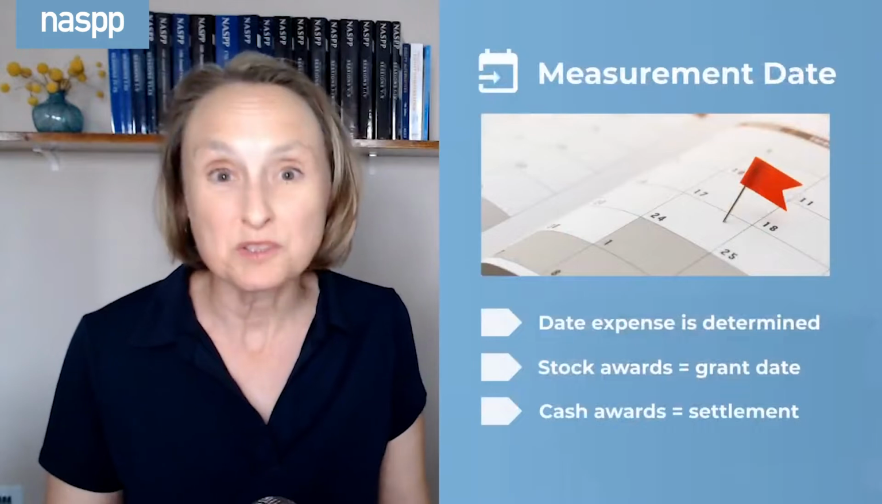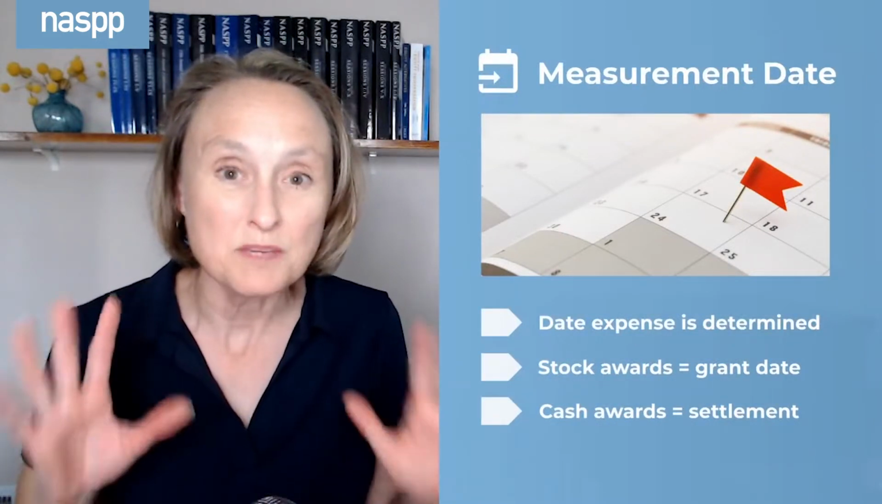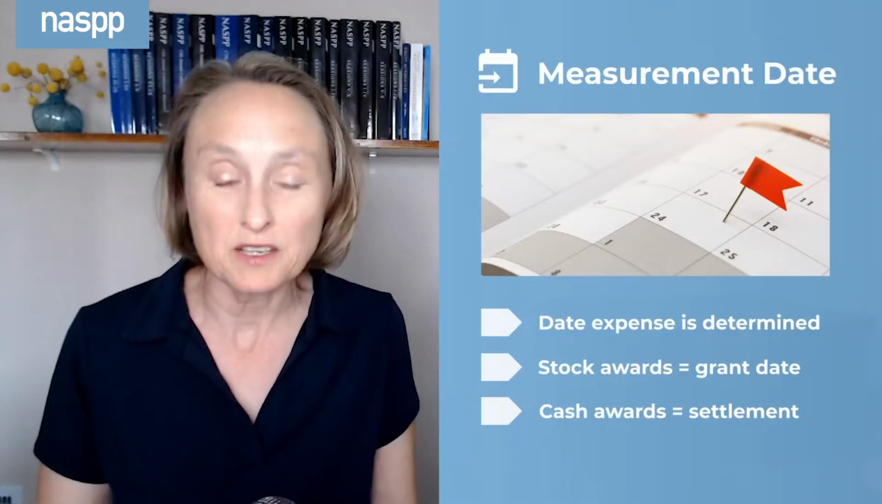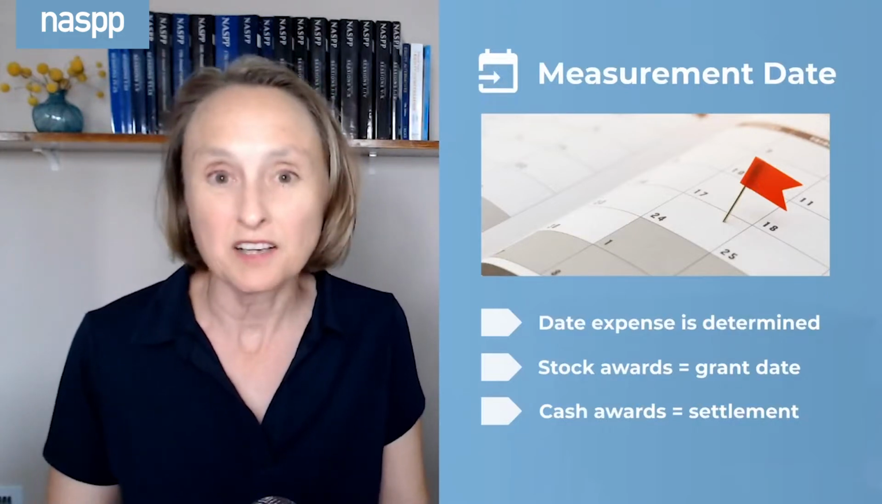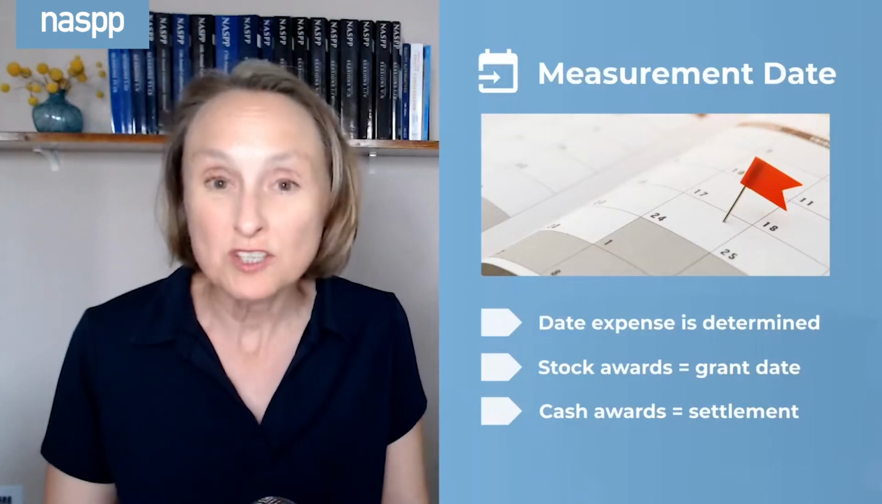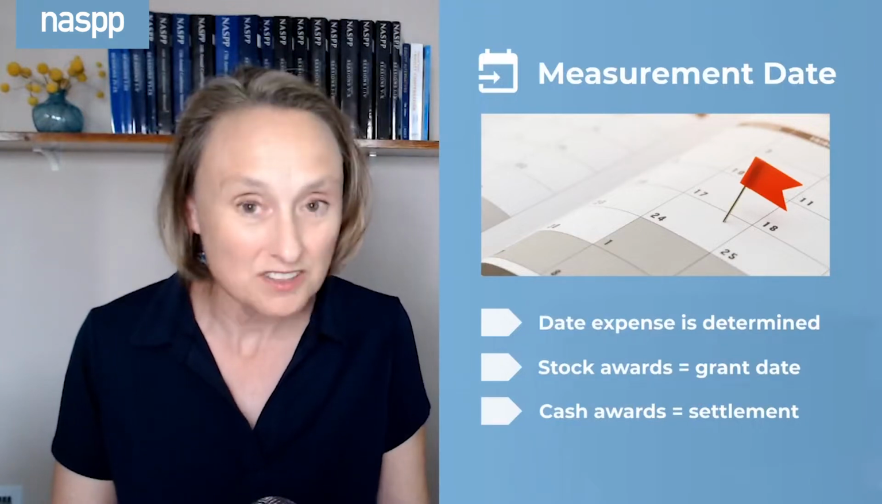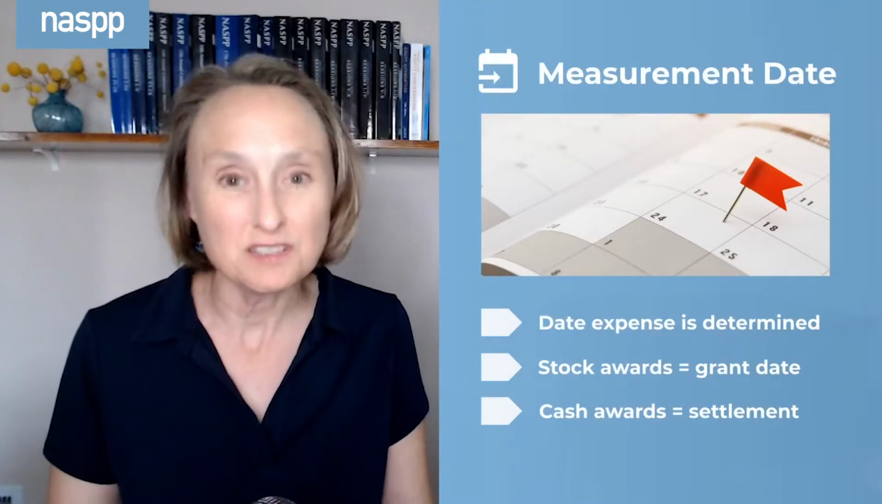Let's start with the measurement date. The measurement date is just a point in time that the company will calculate the amount of expense that it needs to recognize for an award. For awards that are settled in stock, the measurement date is usually the grant date. And for awards that are settled in cash, the measurement date is usually the settlement date.